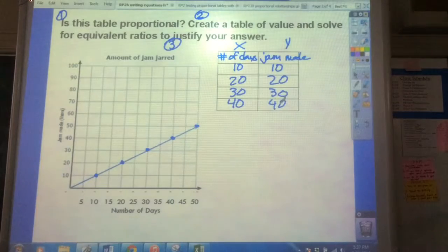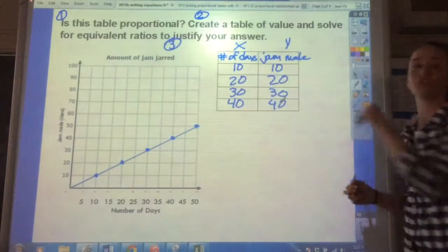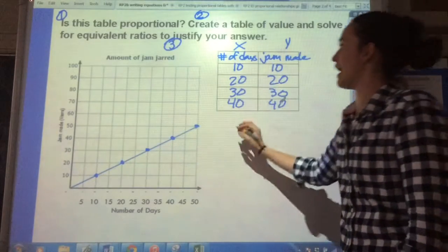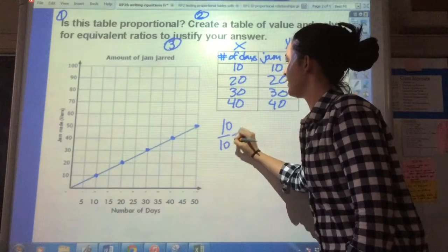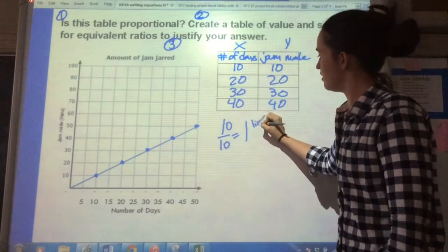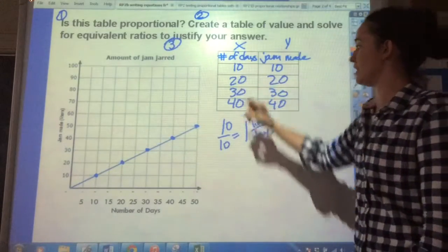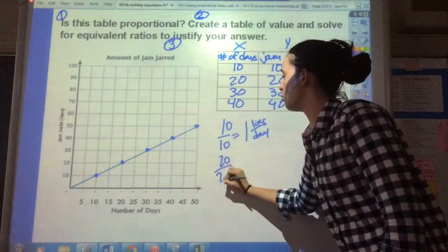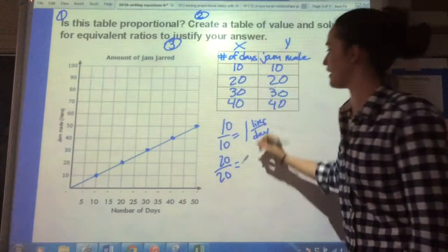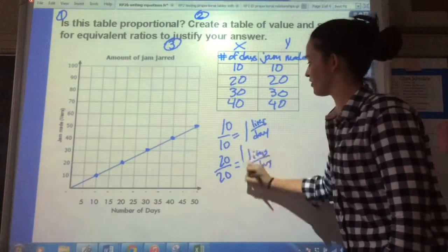I need to say if this is proportional. Well, is this proportional? Is the number of days proportional to the jam made? I can test that by equivalent ratios, meaning y over x. 10 over 10 simplifies to 1. 1 liter of jam per day. Let's check the next one, 20 over 20. Again, I always do y over x. I'm going to do 20 liters of jam per day. Liters per day. And of course, that simplifies to 1.